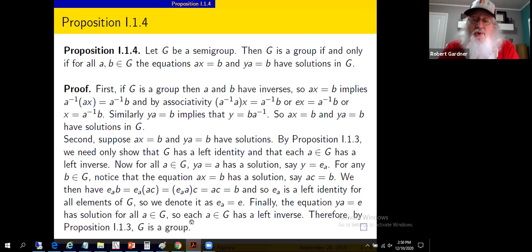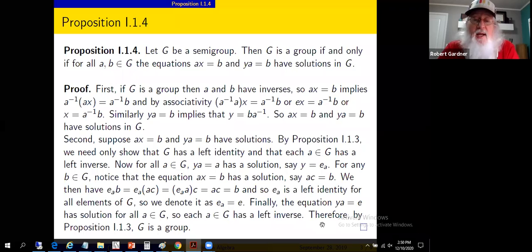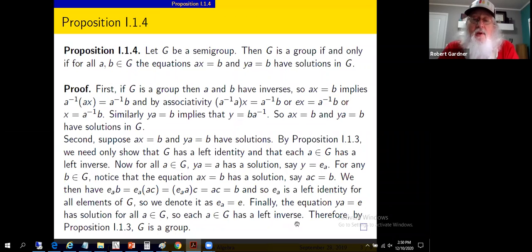So that solution then would be a left inverse of element A. You take A, multiply it on the left by a solution to this equation, and you get the identity. A is an arbitrary element. Every element has a left inverse. There exists a left identity, this E element. We got left identities. We got left inverses. We got ourselves a group. Theorem 1.1.3 says semigroups with left identities and left inverses are in fact groups.